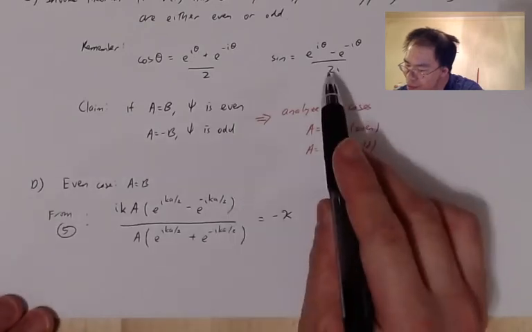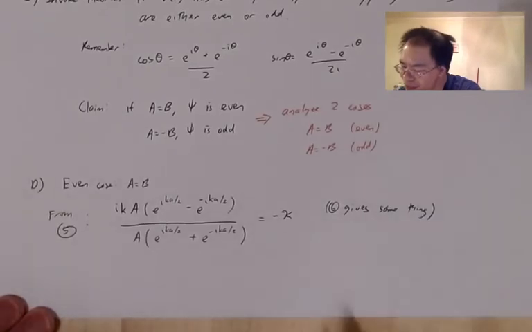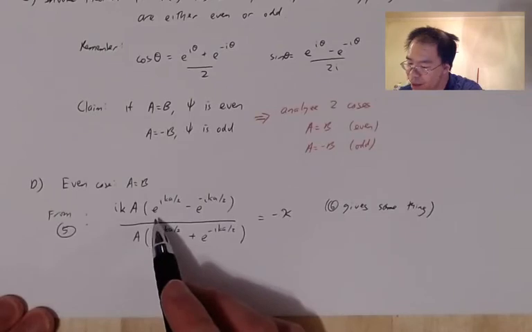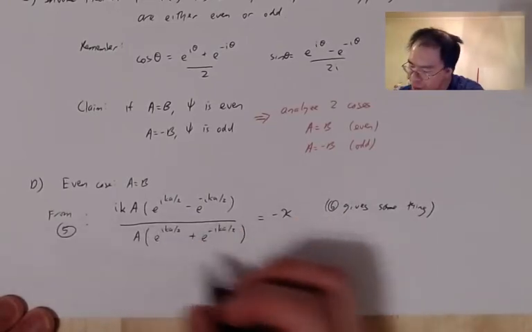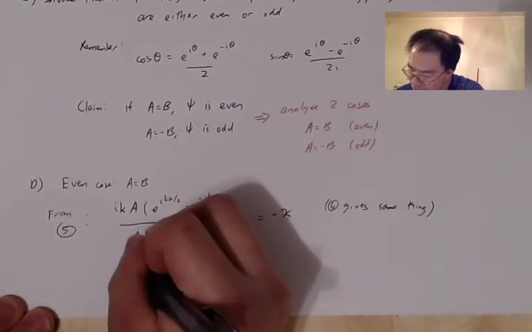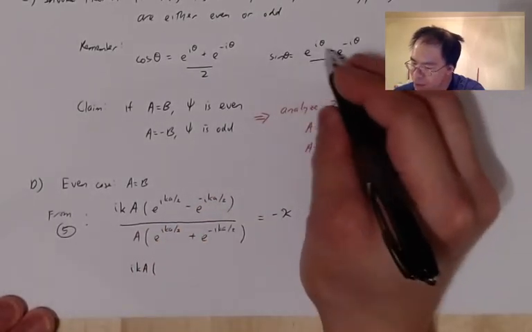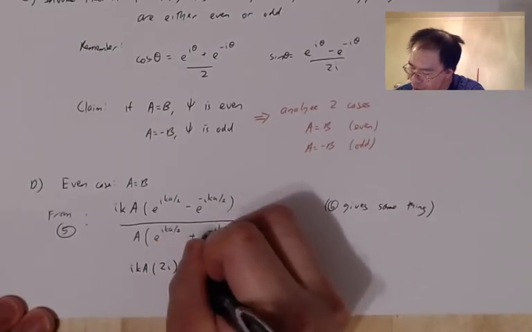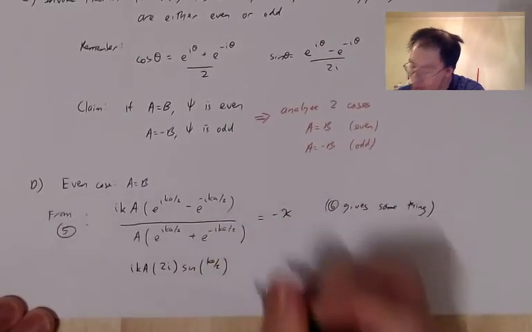That should be sine theta equals, yep. So this is an opportunity for me to use that result, because I have e to the i theta minus e to the minus i theta here. So I can rewrite my numerator as ik times, to get just the numerator here, I need a factor of 2i sine, and my theta now is ka over 2.